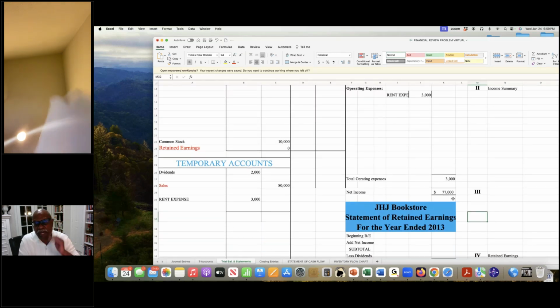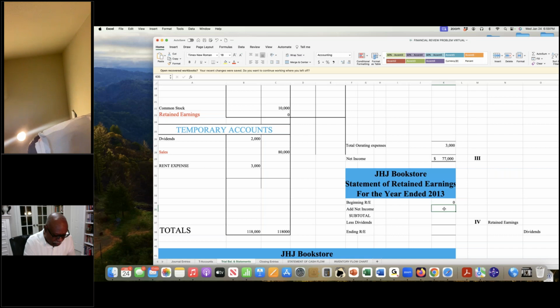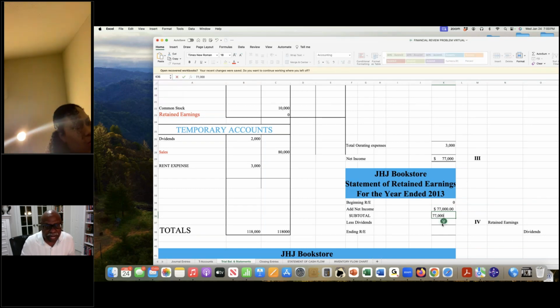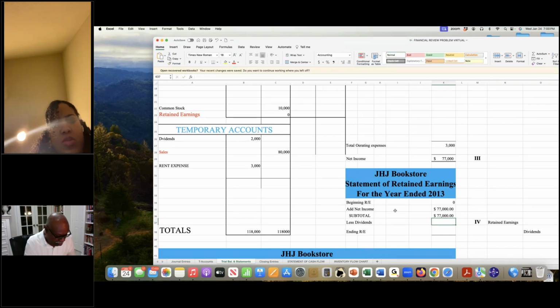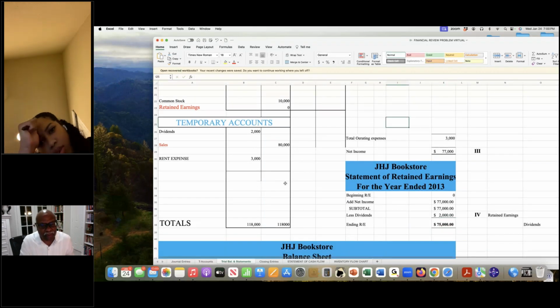How much of this income did we retain in the business? Our beginning retained earnings was zero. We're going to add the net income, $77,000. We're going to subtract out the dividends, which were $2,000. So the ending retained earnings is $75,000. Now we have one more financial statement to do, which is the balance sheet, okay?